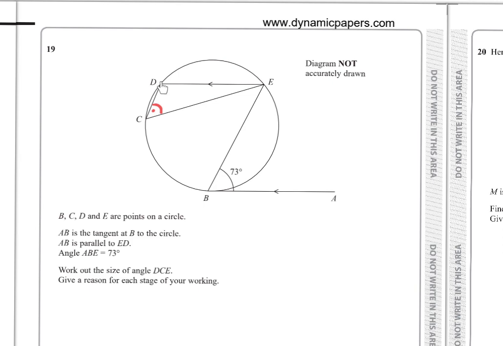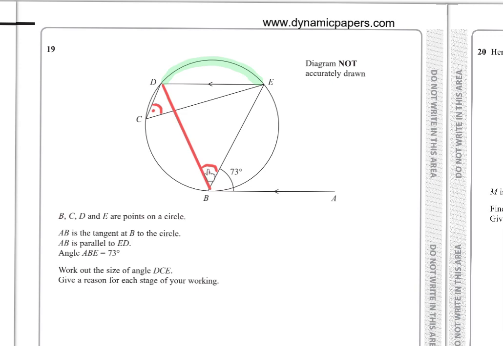Now we can join BD. If we join BD, now this angle DBE is the same as angle C because they are opposite to the same arc, which is arc DE. So if we can find this angle, angle DPE, then we can find angle DCE.